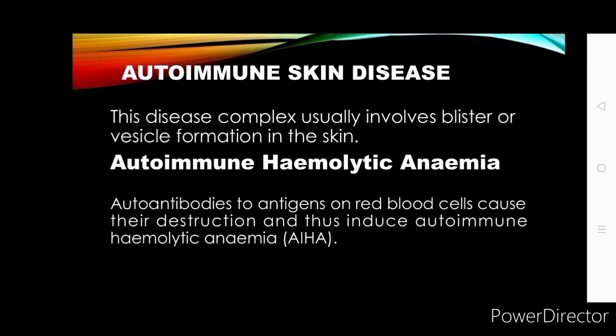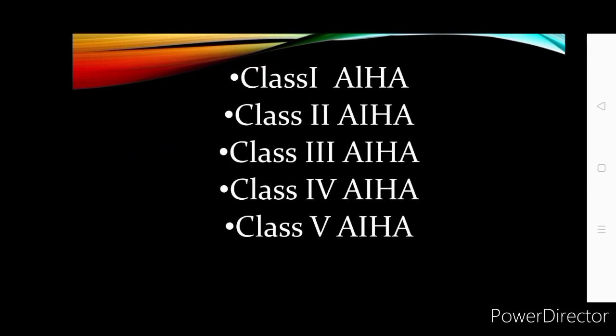Autoimmune hemolytic anemia in dogs is divided into 5 classes depending on the class of antibody involved. Class 1 AIHA is caused by autoantibodies that agglutinate red blood cells at body temperature. Class 2 AIHA is usually mediated by IgM antibodies acting at body temperature.